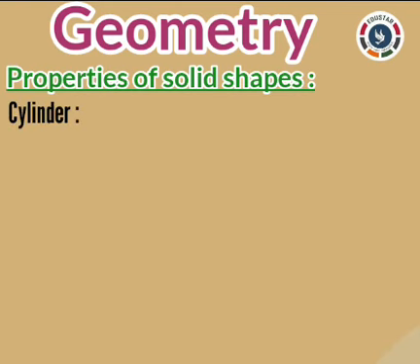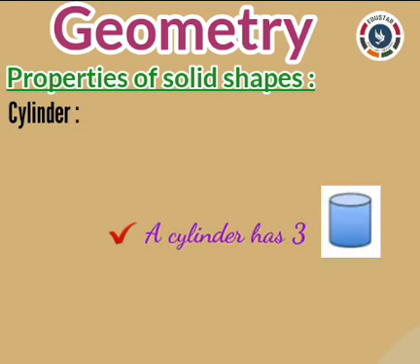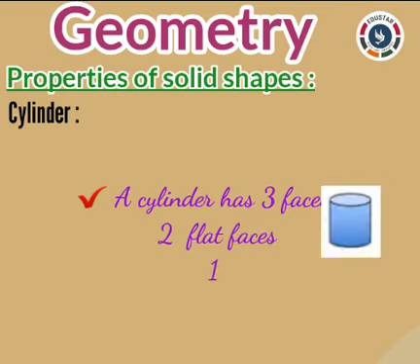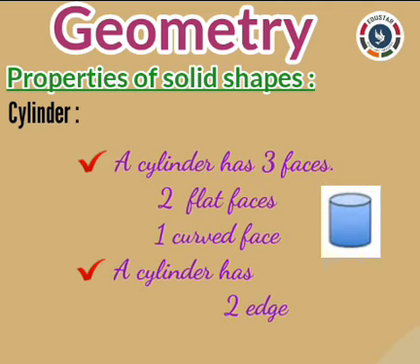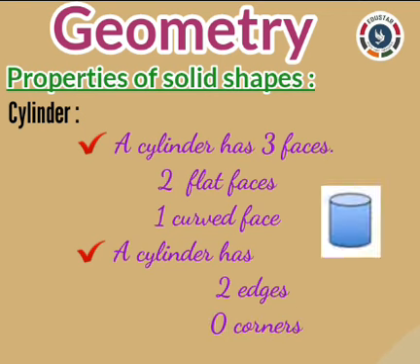Next, cylinder. A cylinder has 3 faces. In these, 2 are flat faces and 1 is curved face. Also, a cylinder has 2 edges. These 2 edges are curved edges and there are no corners in a cylinder.